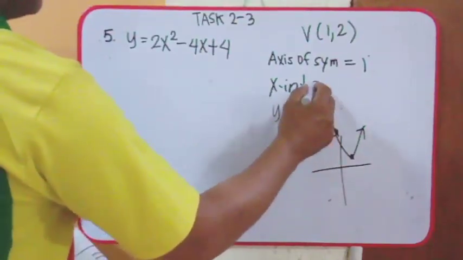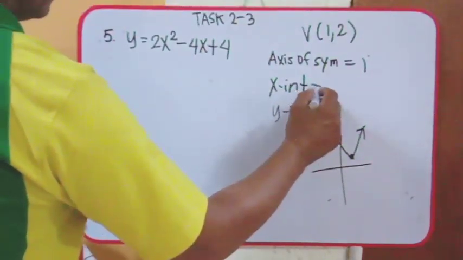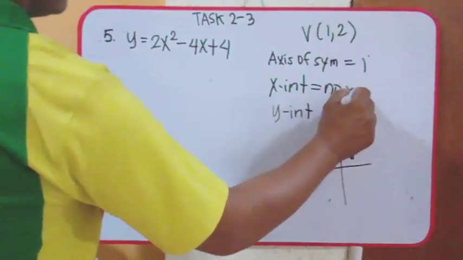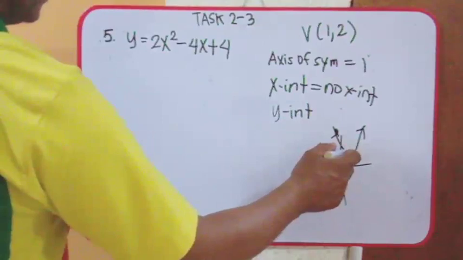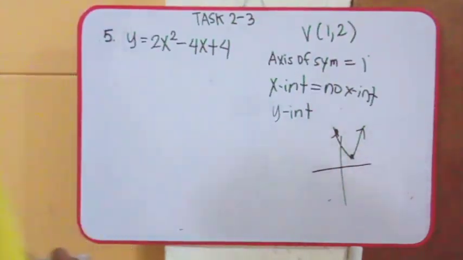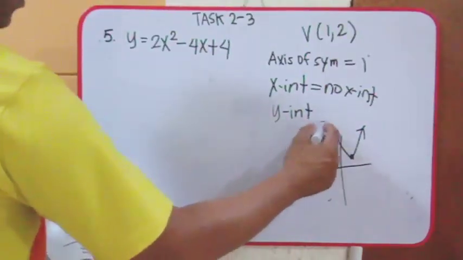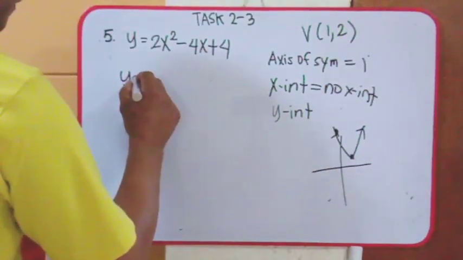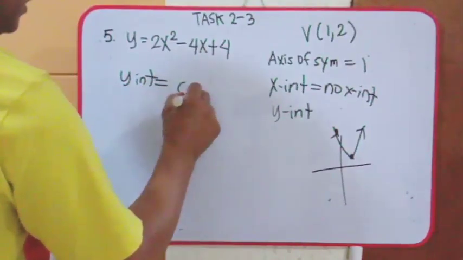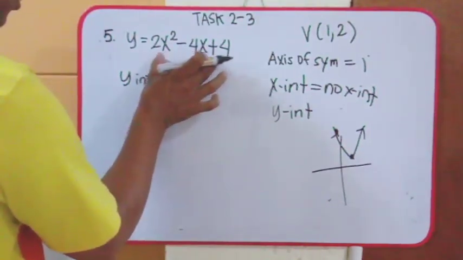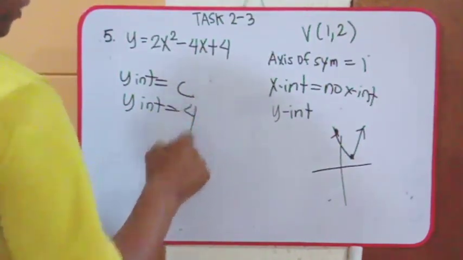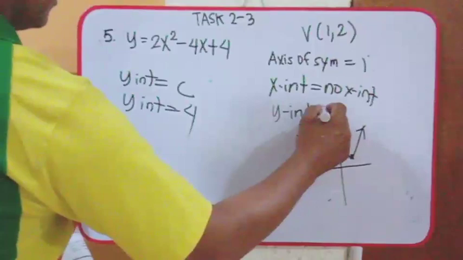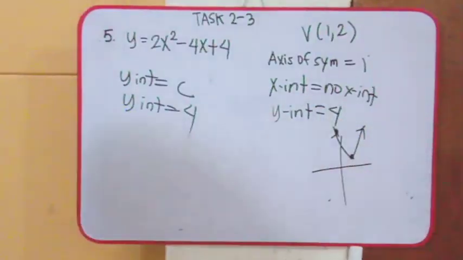na ang X-intercept natin ay wala. So, no X-intercept. Okay? Hindi na natin kukumputin. Automatic na yan. Na-analyze na agad natin. Next, y-intercept. So, y-intercept is equal to C. Ano ang C ng ating function? So, that is y-intercept equals 4. So, y-intercept is 4. Okay.